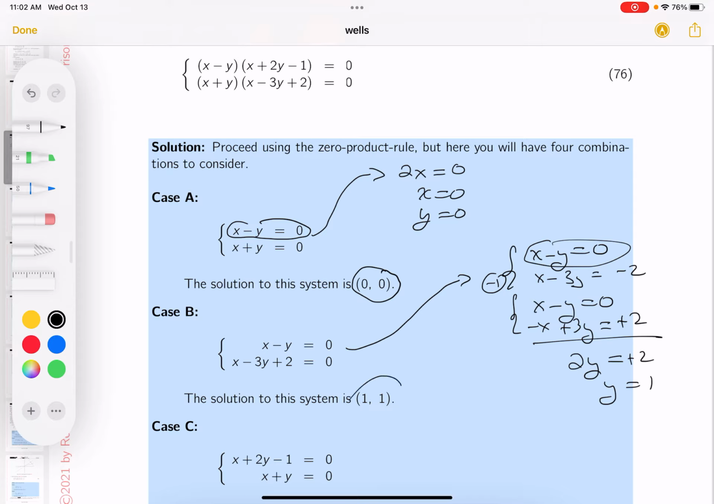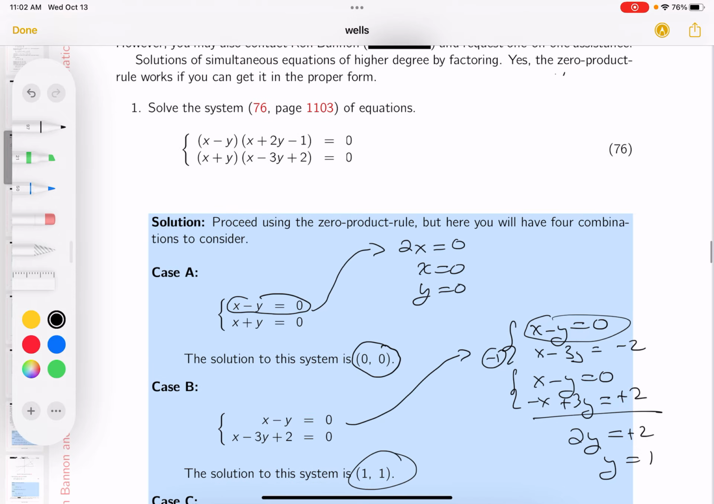So I know my solution is 1, 1. I'm going to check it. I'm going to go up here. Clearly, the first equation, whoops, sorry about that, the first equation would be 0 equals 0 if x and y are equal to 1.